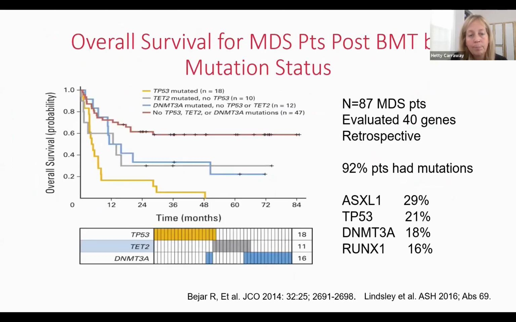decisions about treatment. With regard to that, work by Behar et al. had also looked at overall survival for patients in the post-transplant setting by mutation status. And here they looked at 87 patients with MDS that were evaluated for 40 genes in a retrospective study. 92% of the patients had mutations. When they went back to look, the presence of a TP53 mutation in the yellow solid line, you can see that overall survival for those patients was really poor compared to patients that had no mutation of TET2, DNMT3A, or P53 in the solid red line. And then obviously you see the differences with the solid gray and the solid blue line as well.